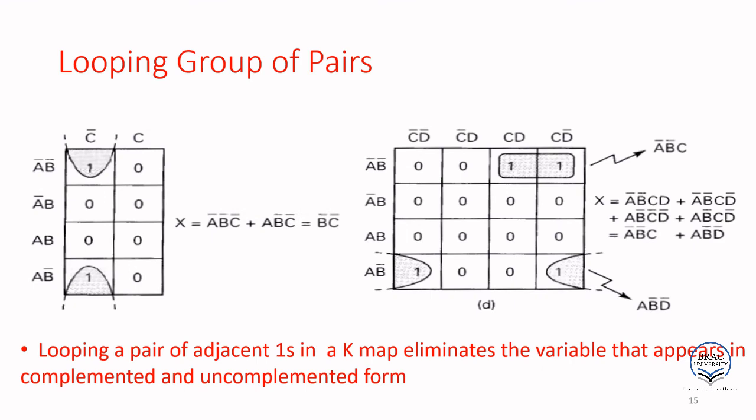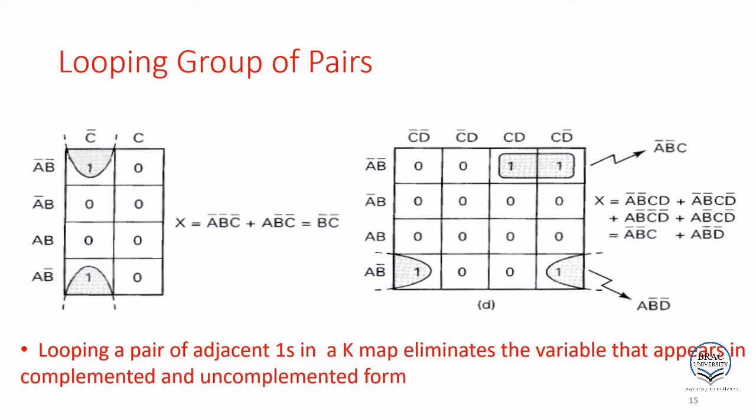Looking at groups of pairs: if you take this one and this one as a group, because you need to take 2 or 4 or 8, an even number of ones, to make a group. It becomes A prime B prime C prime and A B prime C prime. Simplify it, B prime C prime. And from this one also it becomes A prime B prime C D plus A prime B prime C D prime. For this one, A B prime C prime D prime, A B prime C D prime.